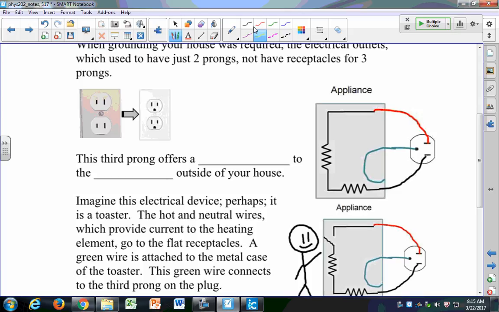So it provides a direct path for any electricity to go through the case, out through the wire, and into the ground outside your house. So this third prong offers an alternate, a direct path to the grounding rod outside your house.